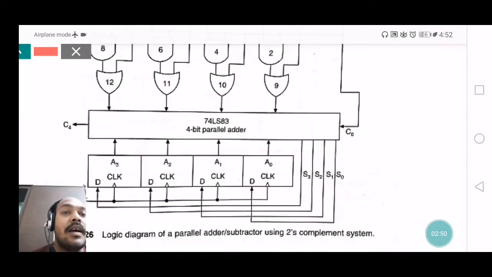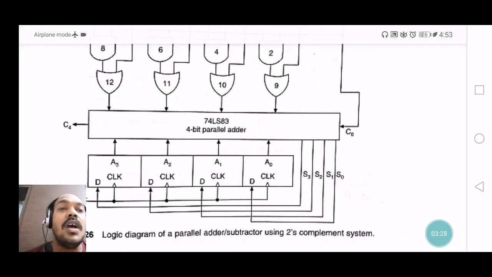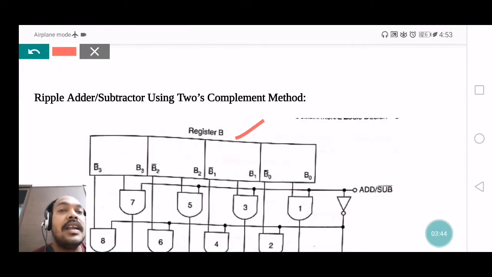In reality, the 4-bit adder is available in the form of an IC, integrated circuit. For the 4-bit parallel adder, the available IC is 74LS83, and this circuit diagram utilizes the 74LS83 IC. The 74LS83 is nothing but a 4-bit parallel adder consisting of 4 full adders. We know very well each full adder has 3 inputs and 2 outputs. All 4 full adders are connected in cascade form, and this 4-bit parallel adder has 2 operands, one is register B and another one is register A.